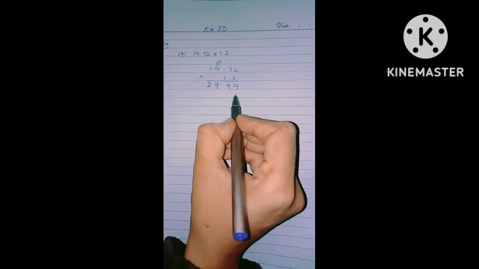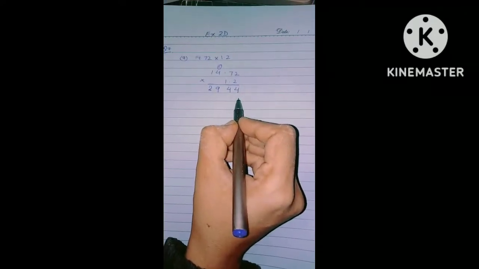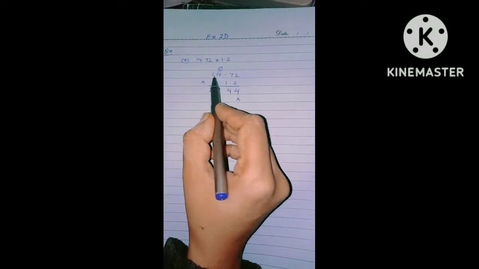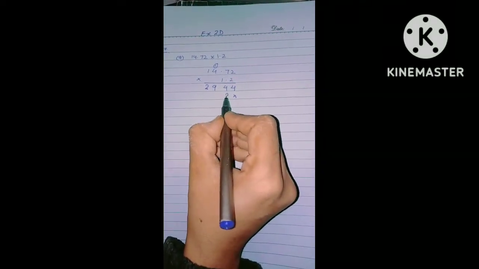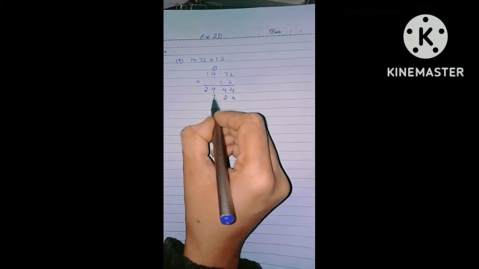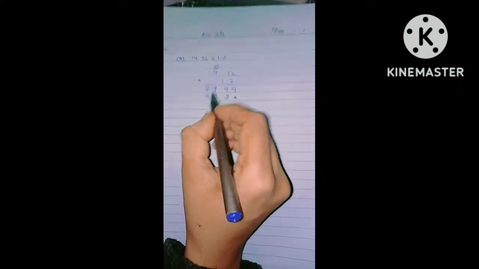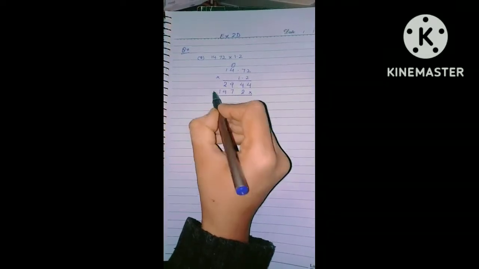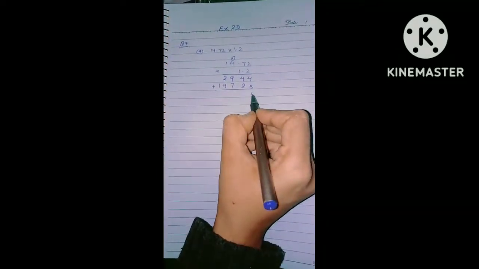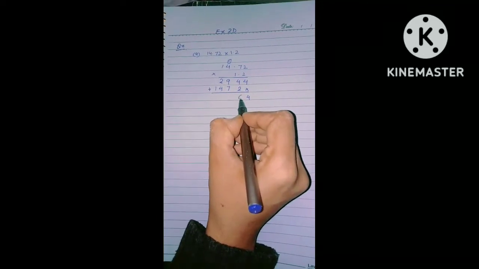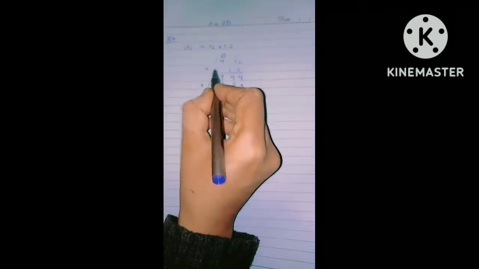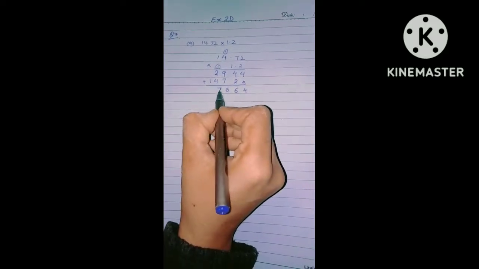Before starting the second step, under the first number you have to put the multiplication sign. Now multiply this one with all these 4 digits. 1 2s are 2, 1 7s are 7, 1 4s are 4 and 1 1s are 1. Okay, now just add them. So 4, 4 5 6, 9 plus 7 is 16, 4 5 6 7 and 1.